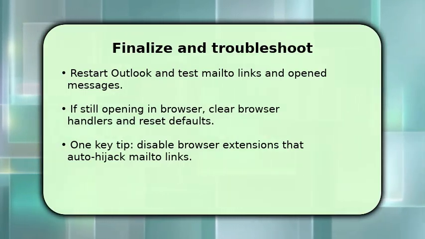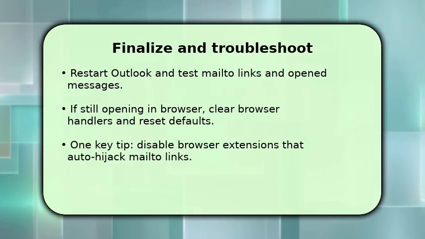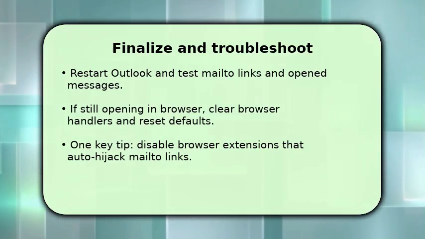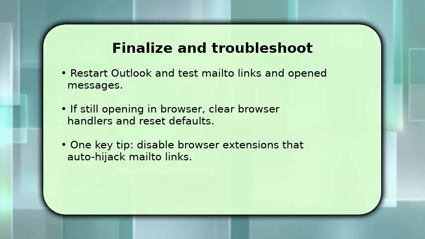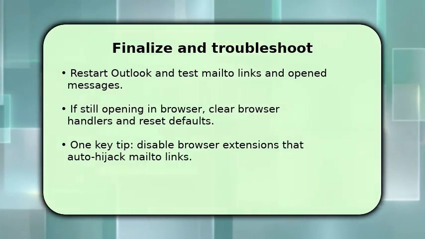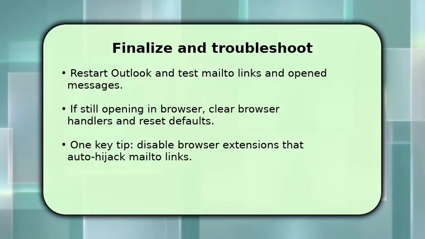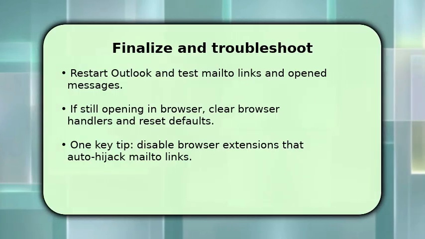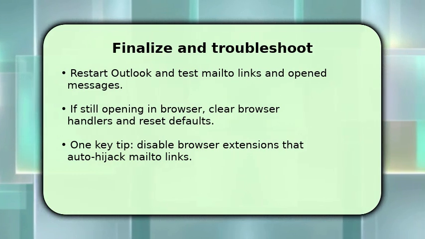If the browser still intercepts, open your browser settings and clear protocol handlers or disable extensions that claim mailto links. Make sure Windows or macOS default apps weren't reverted by updates. Reapply the desktop Outlook. If problems persist, run Outlook in safe mode to rule out add-ins, then re-enable one at a time until you find the culprit. This isolates the issue quickly.